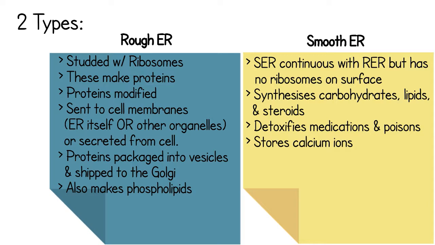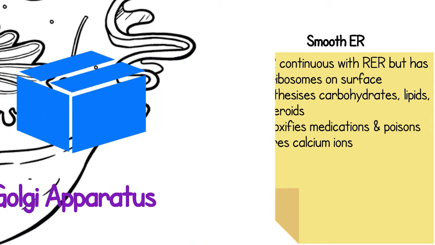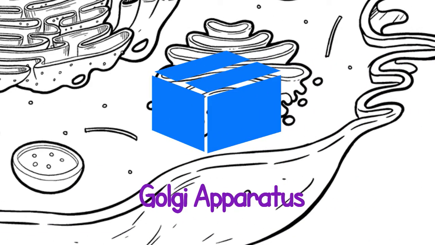The smooth ER is continuous with the rough ER but has no ribosomes. It synthesizes carbohydrates, lipids and steroids, detoxifies and stores calcium ions. After vesicles bud from the ER, where do they go?